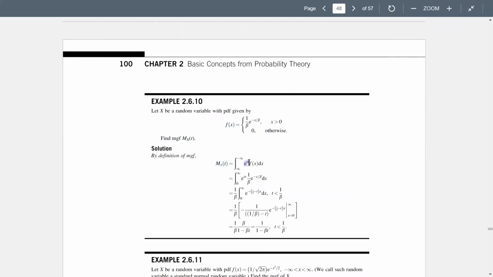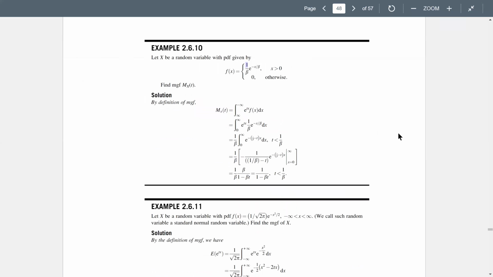Okay, so instead of integrating with respect to x to find its mean, we integrate e to the power of tx times its PDF function to find its moment generating function. So you have to plug this whole thing into the formula and work out the integration, and this is the form you get.